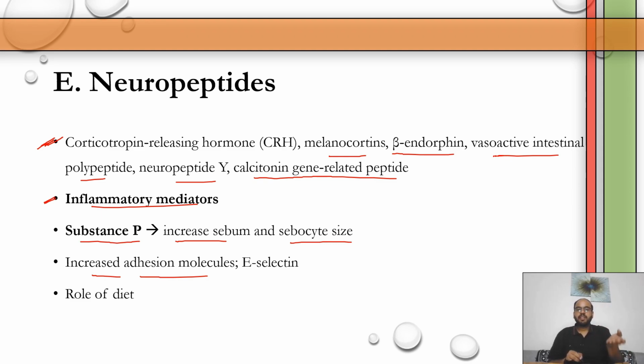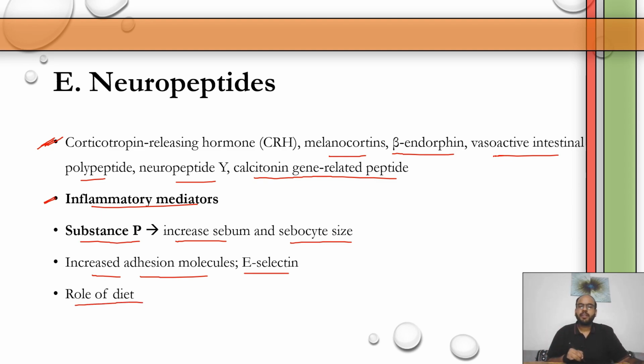So, if adhesion molecules are increased, such as E-selectin, the chances of inflammatory cells getting sequestered at the level of inflammation also increase. So, you get that point? If the adhesion molecules are more, the cells will come and attach themselves at the follicular level. They will not leave easily, so the inflammation will be prolonged.